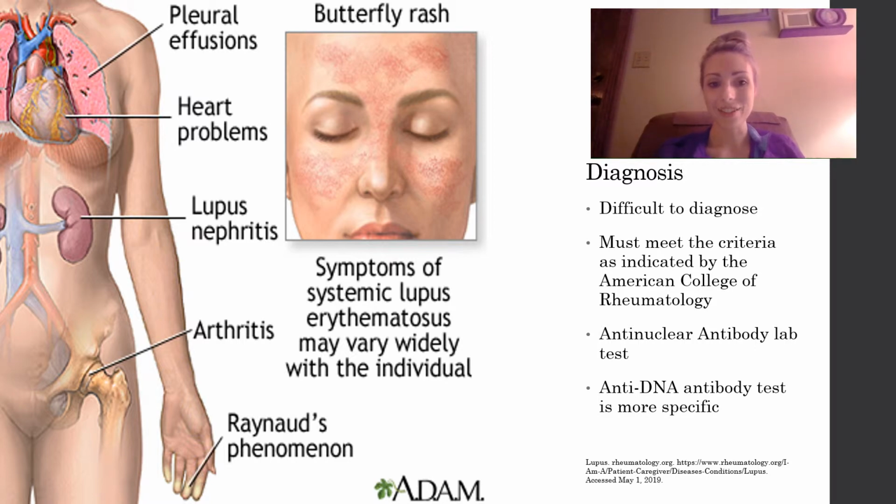So the ANA test, or the antinuclear antibody lab test, is not a definitive diagnosis for SLE. However, many people who have uncontrolled SLE have high ANA levels. Somebody can have a positive ANA test and not have SLE. They could have some other rheumatologic disorder, or they could just have a high ANA. So one of the better tests, one of the newer tests, is the anti-DNA antibody test, and this is more specific and geared towards SLE.